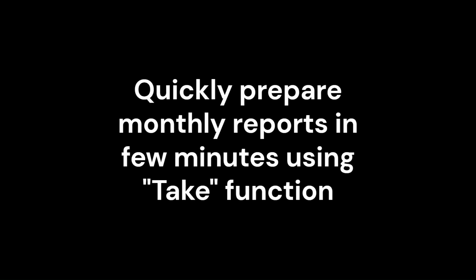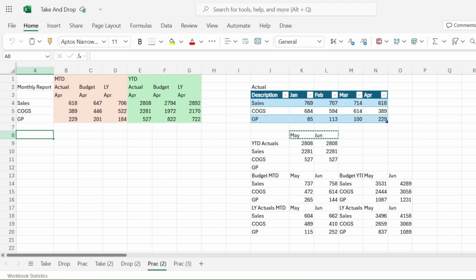Quickly prepare monthly reports in a few minutes using the TAKE function. Here is the format of a monthly financial report prepared by finance departments. It contains month-to-date actuals, budget and last year, and also year-to-date actuals, budget and last year numbers. Finance departments generally spend a lot of time preparing this kind of report.